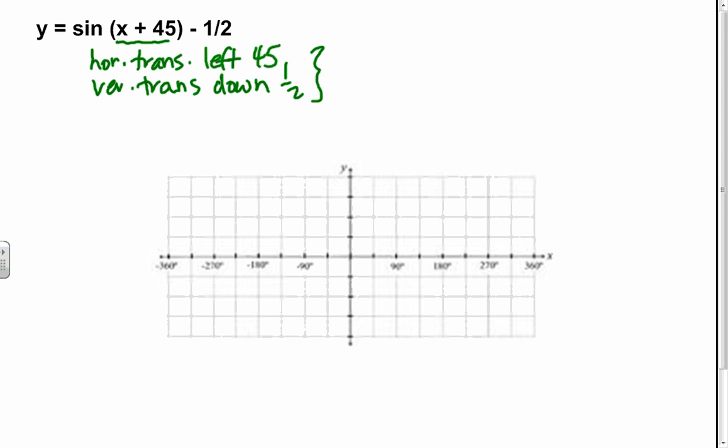I'm going to start with my sine curve. Always starts at 0, 0, up at 90, 0, down to 270, 360, and it's going to have a mirror going left. So my basic sine wave does that. And continuing the pattern, there we are. There's y equals sine x.